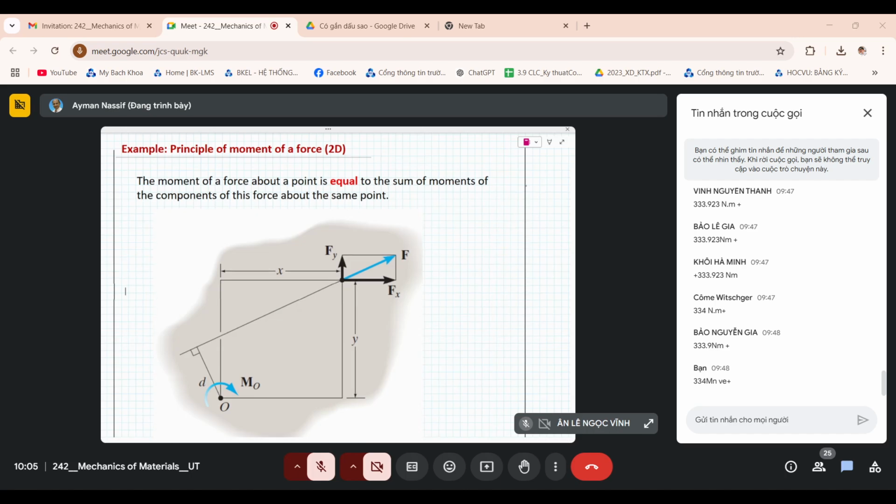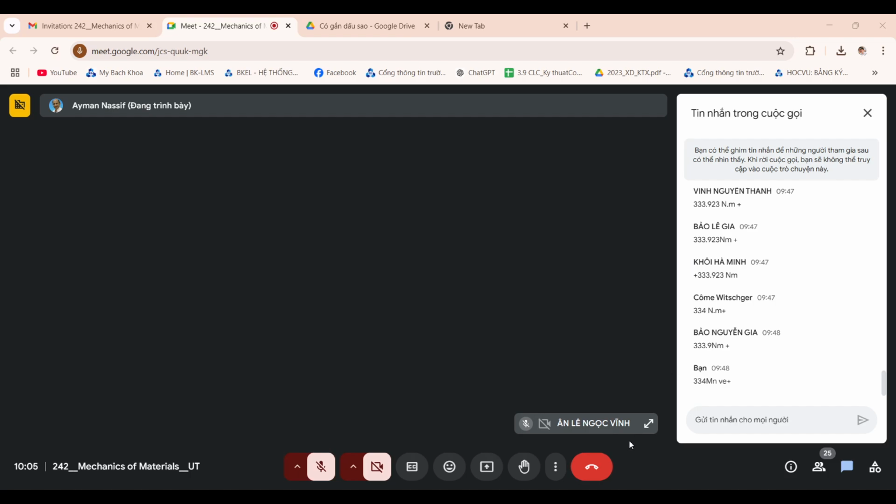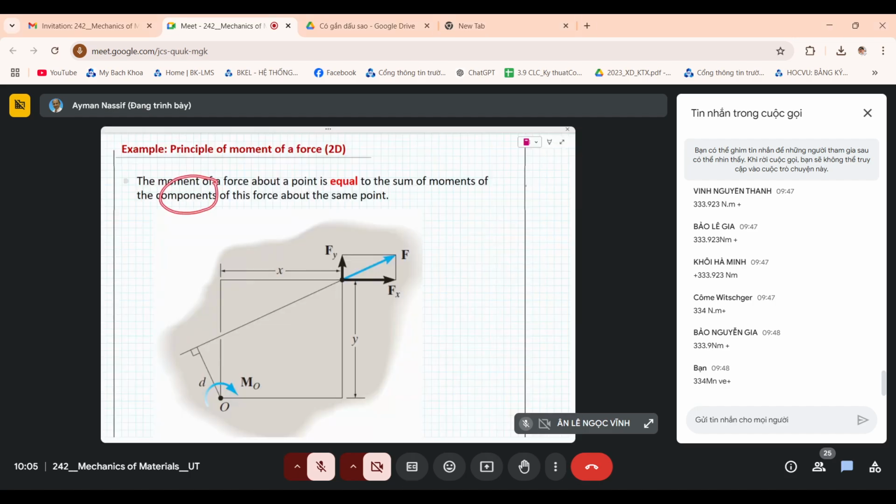But the idea, the principle of moments, is that the moment of this force about point O is equal to the sum of the moments of the components of this force around the same point.